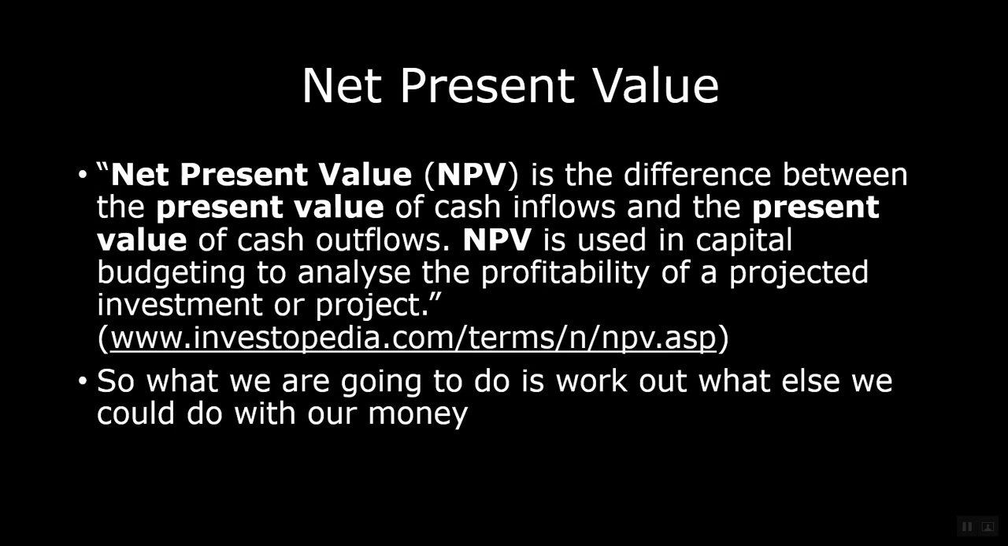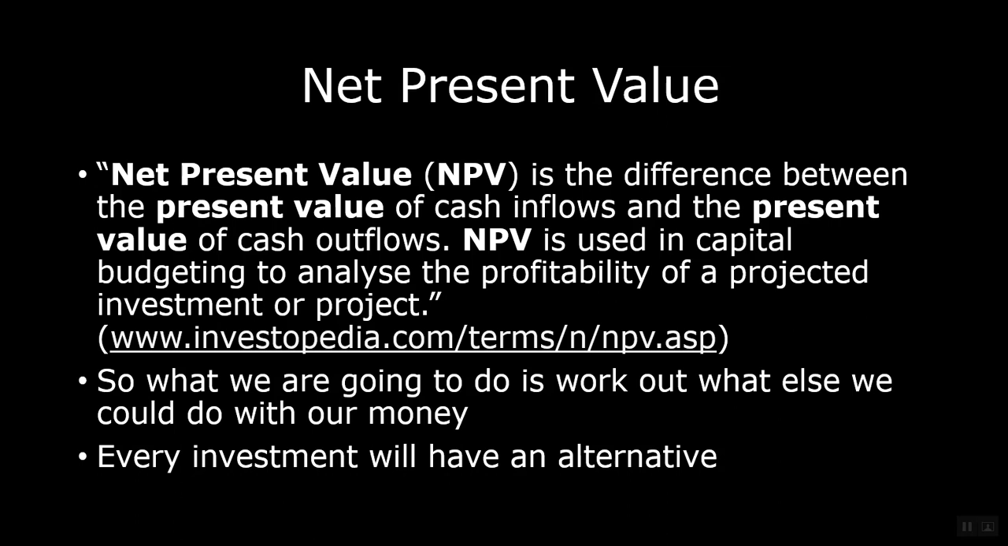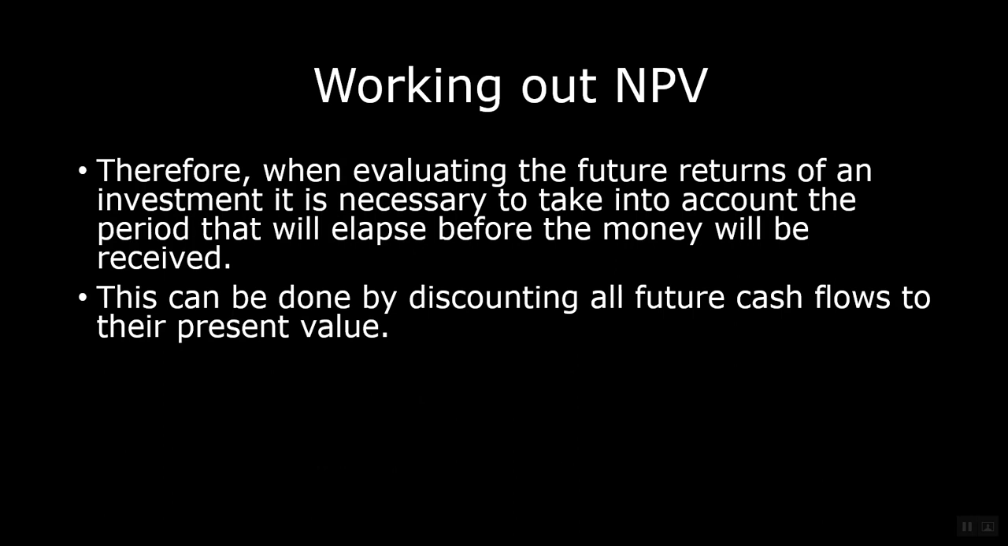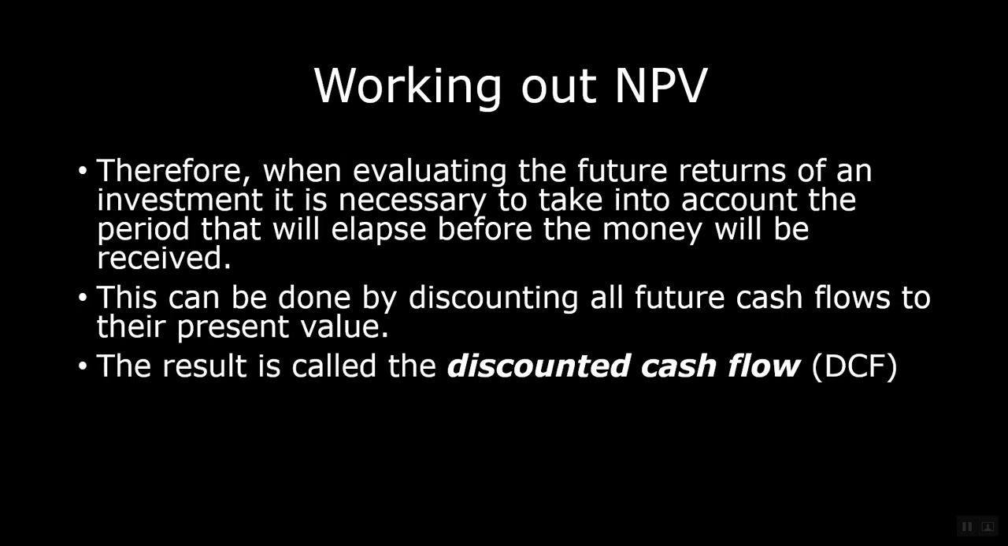What we're going to do is work out what else we could do with our money. Every investment will have an alternative, and we've been through some of the alternatives that we could have. Therefore, when evaluating the future returns on an investment, we have to take into account the period that will elapse before the money will be received. What we do is called discounting all future cash flows to their present value. So we've worked out what the present value is for a given sum, £200 down to, on the basis of an interest rate of whatever. What we do is to work out the discounted cash flow.